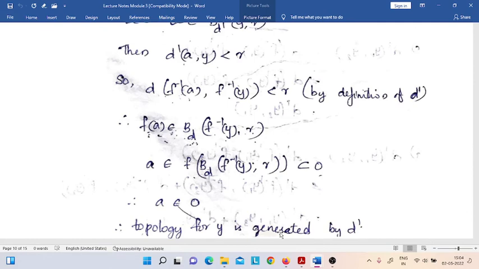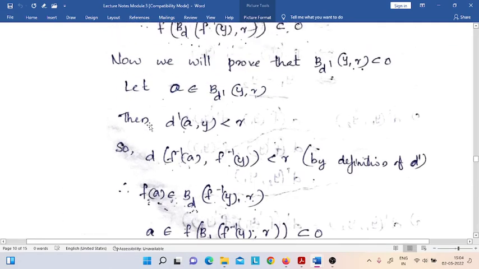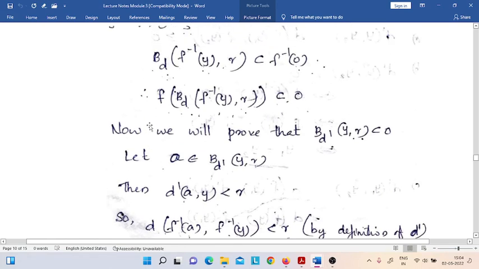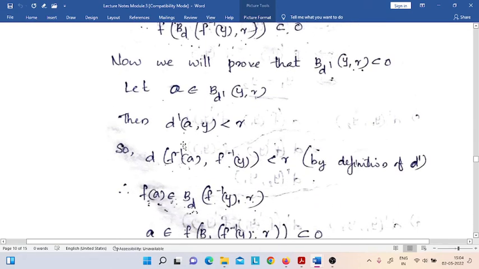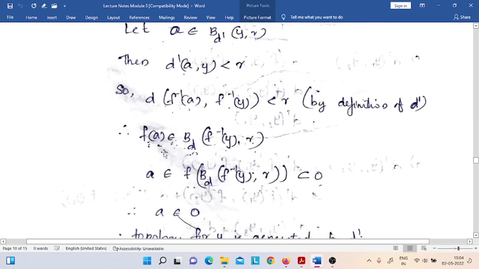So a is chosen here. Now we have a correction here, because a is actually an element of B_d prime of y, r. Okay, so let's come back. Thus a is an element of the second space. So that means we have to choose f inverse of a.